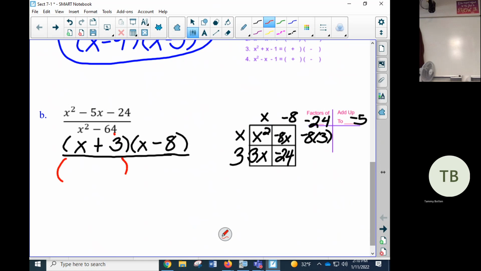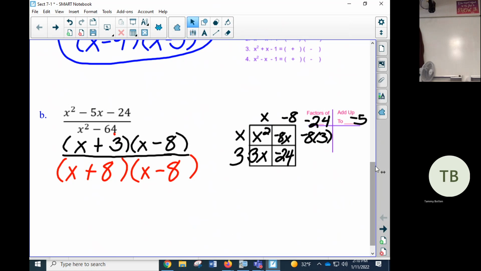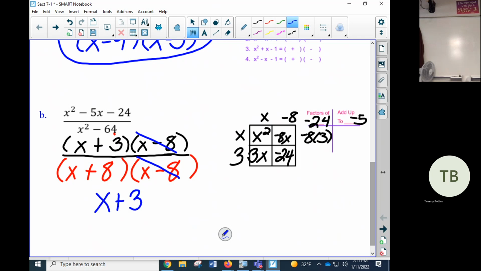So I do my two parentheses, and I do x and x. Do you remember what the signs are? Plus and minus. And if that's 64, what two numbers multiply give you that? It's 8 and 8. Now can I cross anything out? X minus 8, and my answer would be x plus 3 over x plus 8.